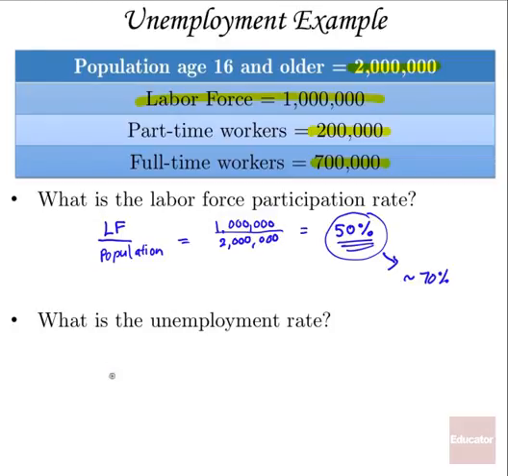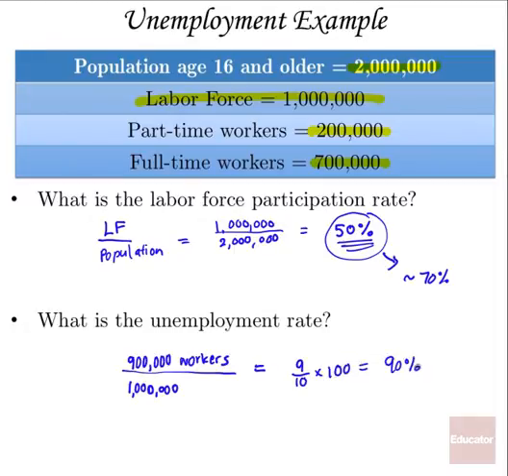So what is the unemployment rate? Again, two ways of doing this here. Well, you don't have the number of unemployed, but you know that there are 900,000 workers, because they're either going to be part-time or full-time, and you know the labor force is 1 million. So you know the employment rate is 9 over 10. 9 over 10 times 100 equals 90%. 90% employment rate.